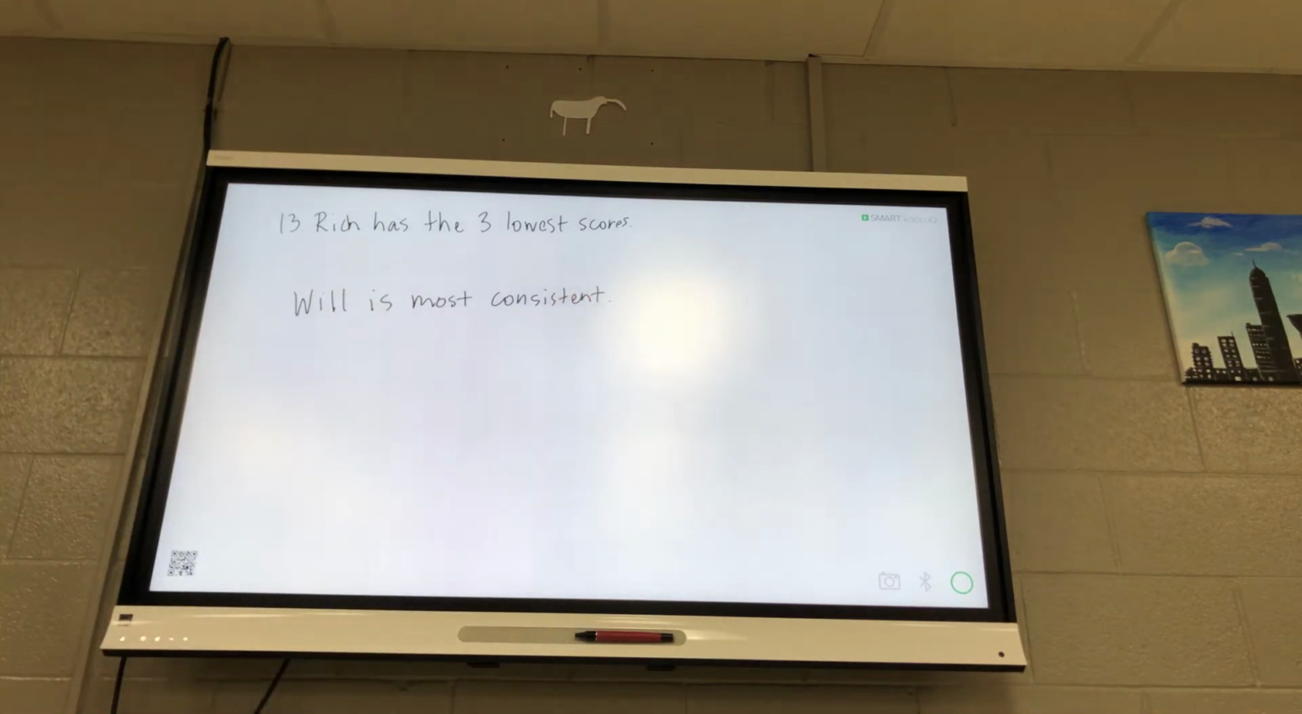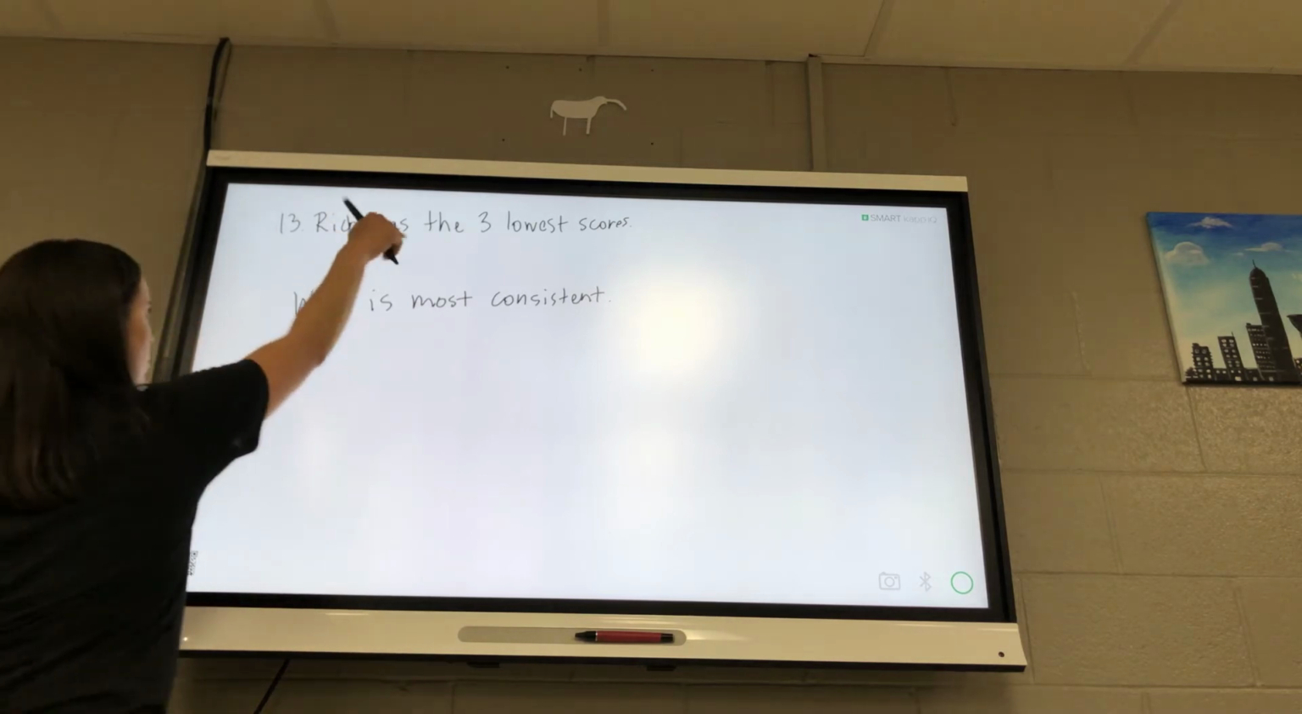What was the other question they asked us? Use measures of center and variation to give reasons to choose each golfer. Okay, so whose mean is the lowest? Rich. And whose median is the lowest? Wait, Will, not Rich. No, it's still Rich. Mean and median are lowest.